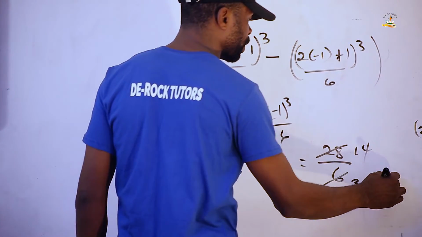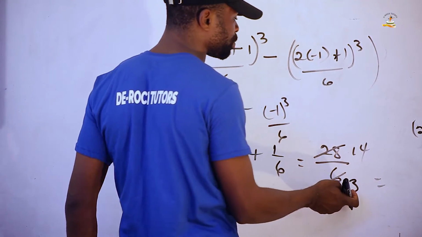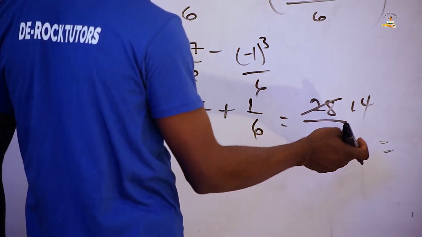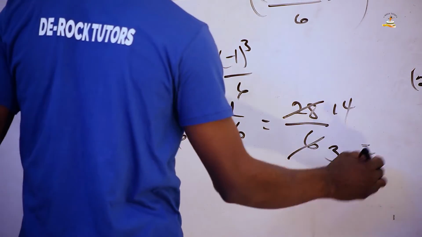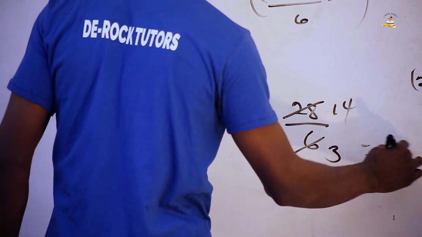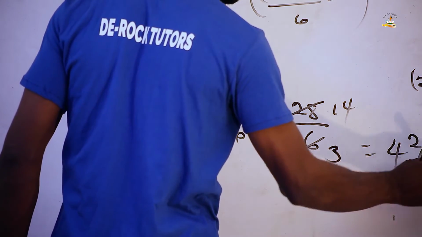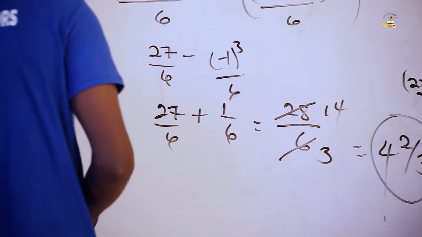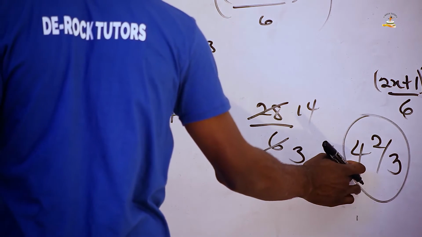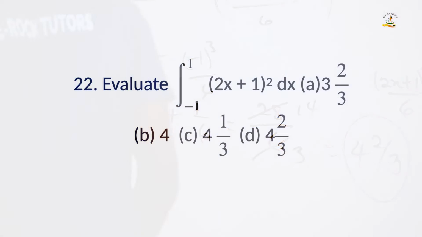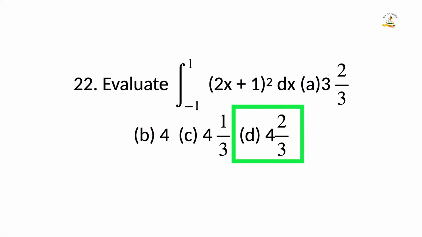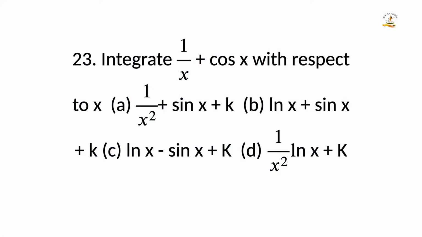You can also write it as: how many times does 3 go in 14? 3 goes in 14 4 times. The remainder is 2 and you have 3. It implies that one of the reduced forms of the options is 4 whole number 2 over 3, which is option D. We want to integrate 1 over x plus cos x.